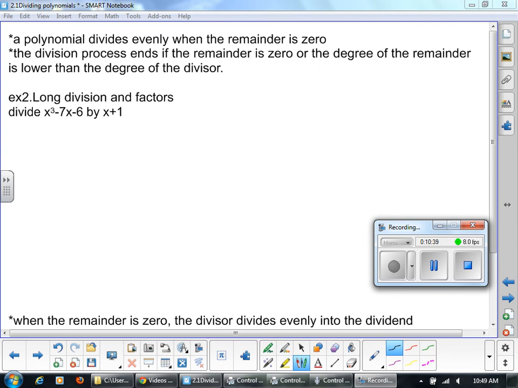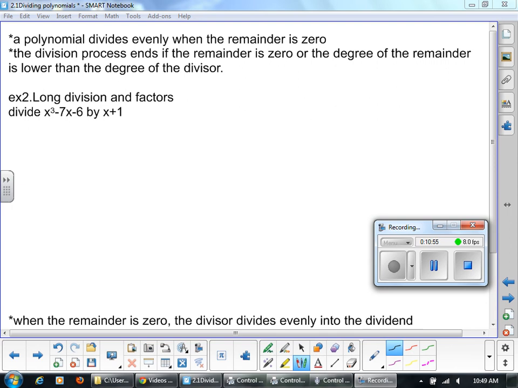So the whole point of this long division is that we get cases where you don't get a remainder anymore, so where you get a remainder of 0. So if you have a polynomial that divides evenly into another polynomial, you will get a remainder of 0, which means that that's a factored form.